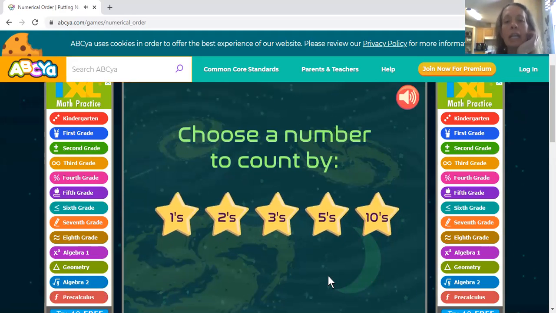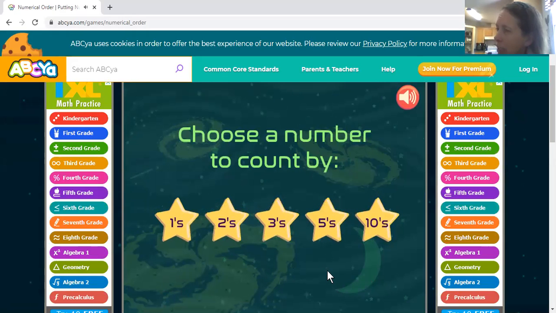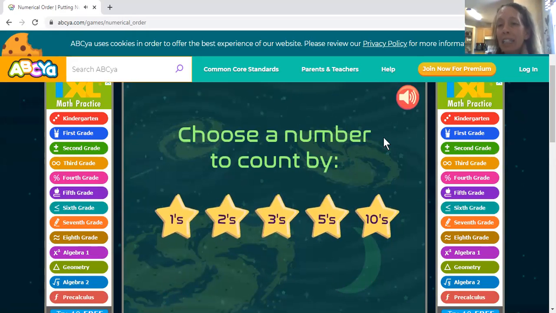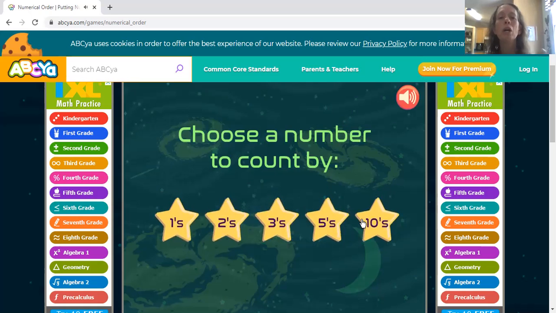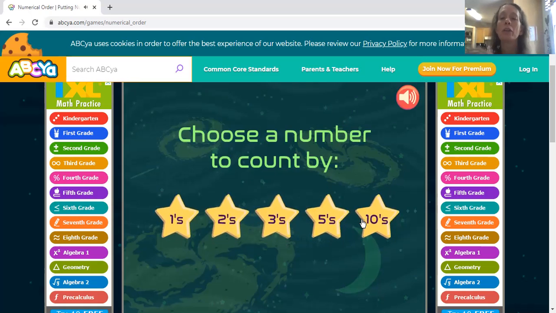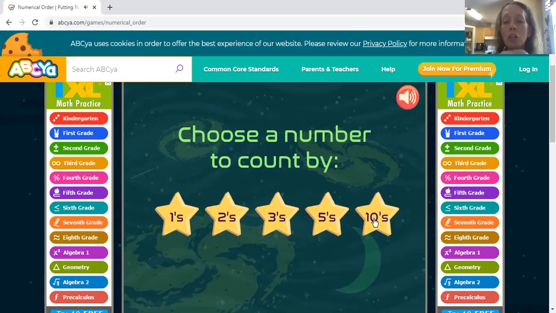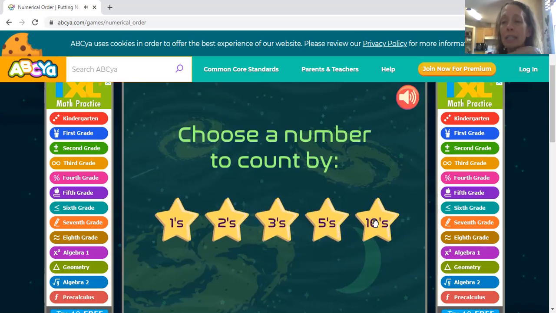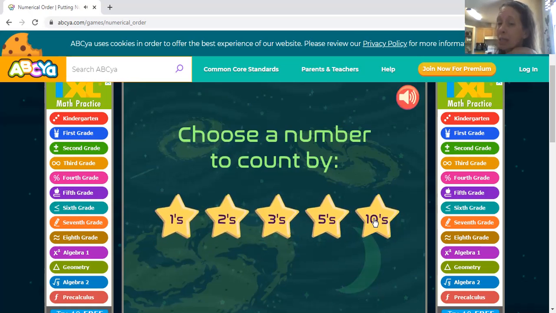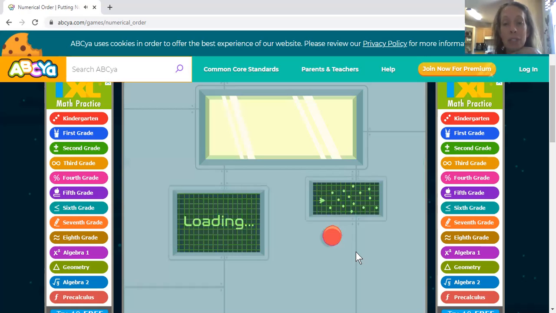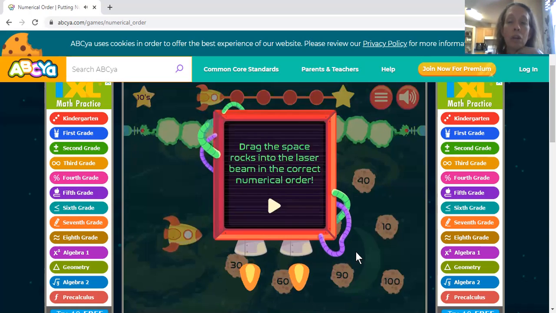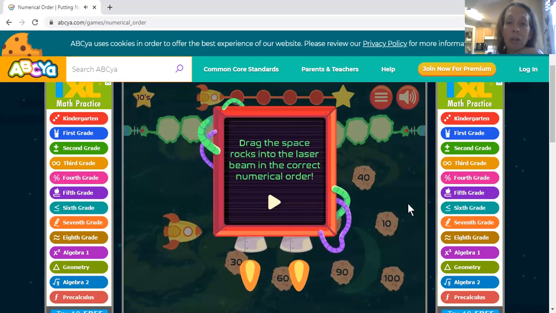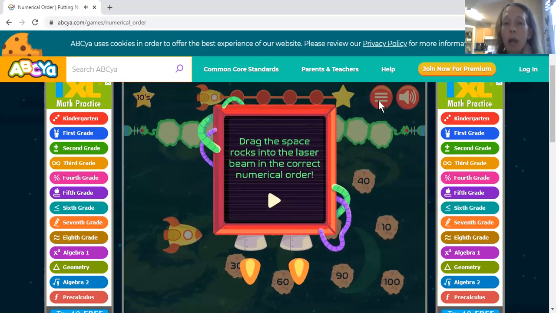Let's start easy. We've also been talking this week about decade numbers, okay? And decade numbers are 0 through 100, but only counting by tens. So it's a good idea today that we're going to practice counting by tens. Let's see what this game does. Give it a go. All right, okay. We're going to drag the space rocks.